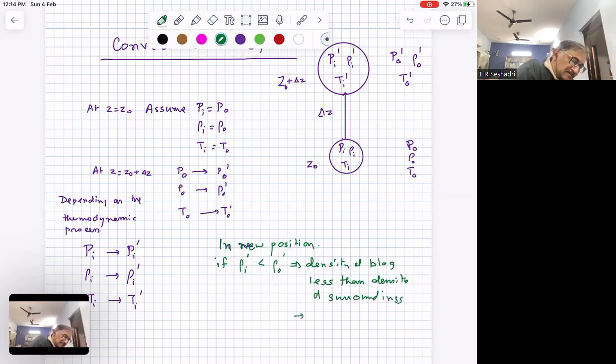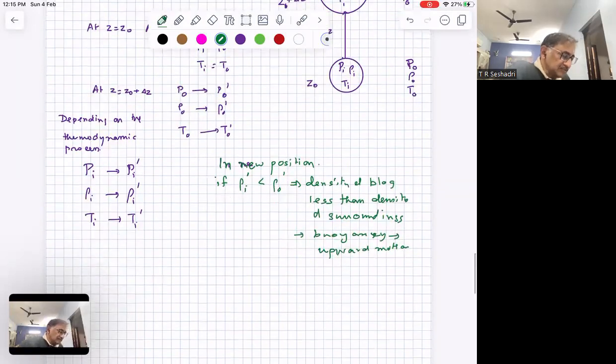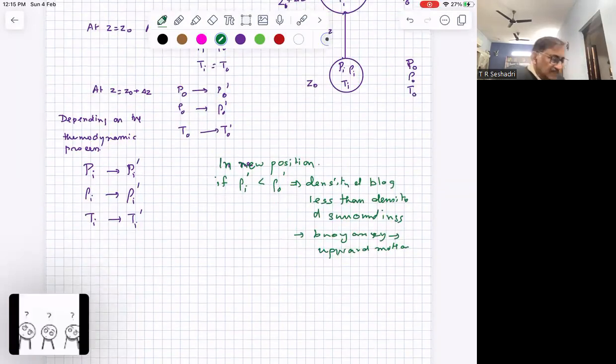Then buoyancy will lead to upward motion. Is this all right? Yes. And this is what is convection.